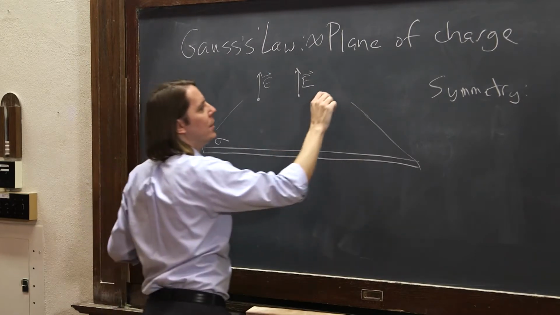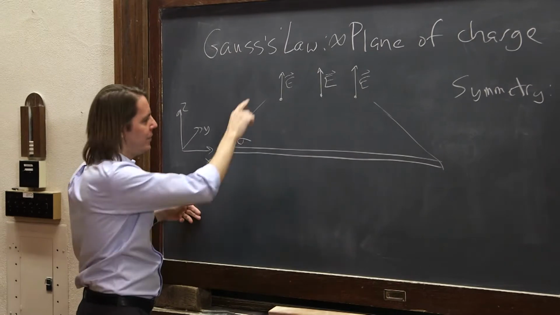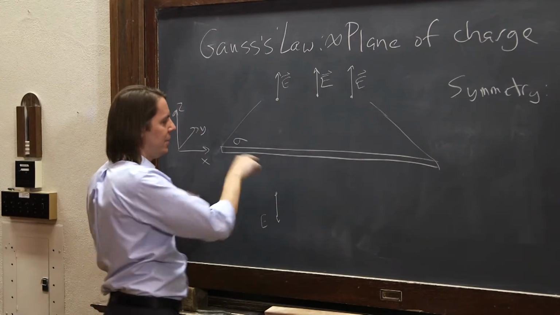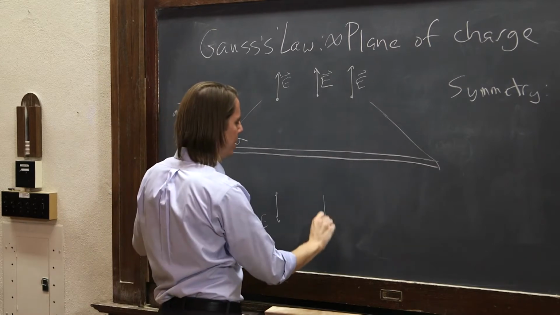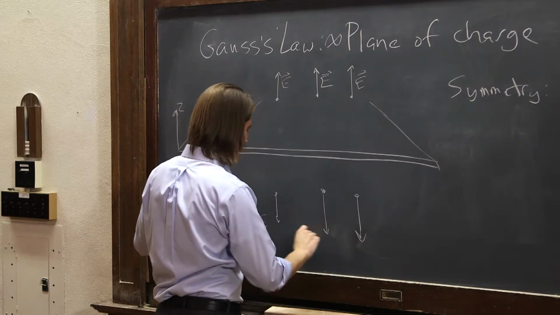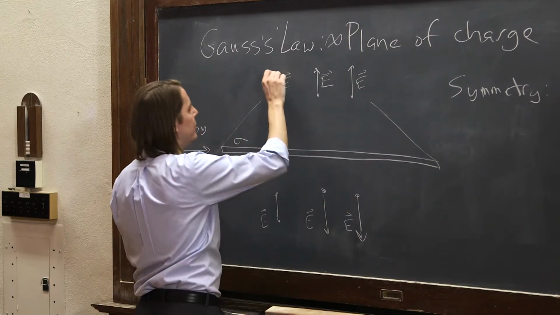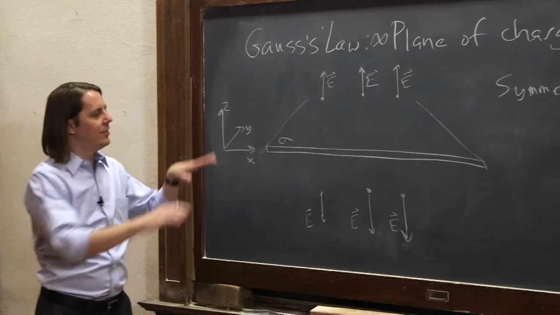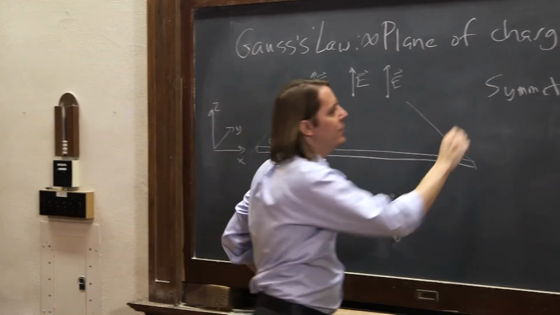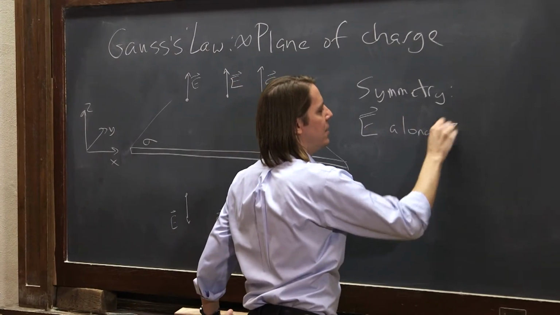E is also perpendicular to the plane here, and it's also perpendicular to the plane here. And if you go under the plane, it's perpendicular, but it's going to be down, assuming that's positive charge, and it's going to be down like that, and down like that. So basically, symmetry tells us quite a bit. It says that the plane makes a field pointing away from the plane. Okay? So E will be along the z axis.